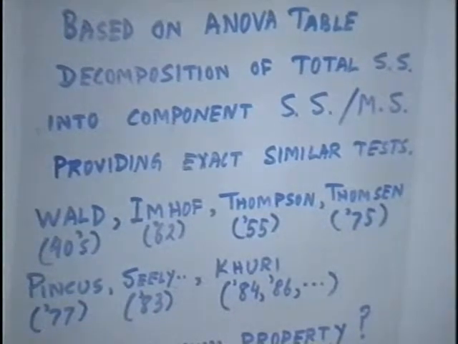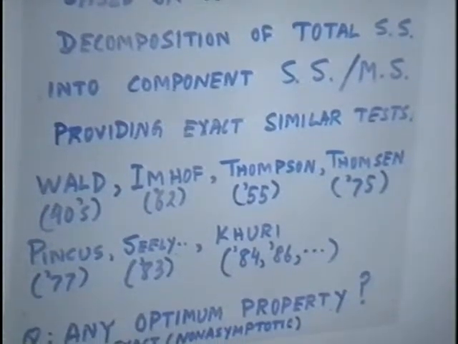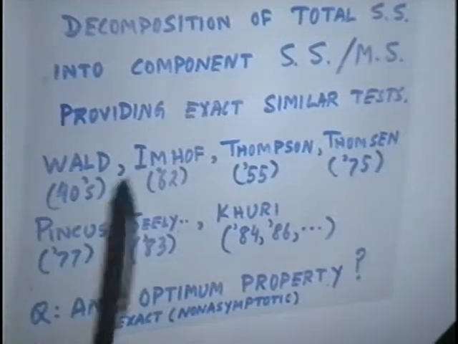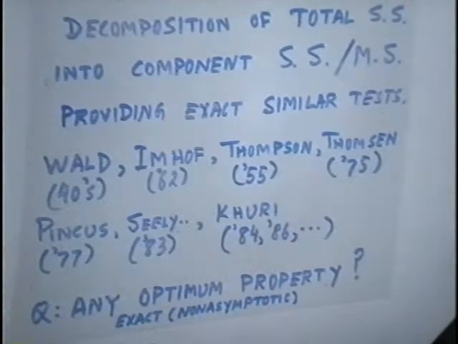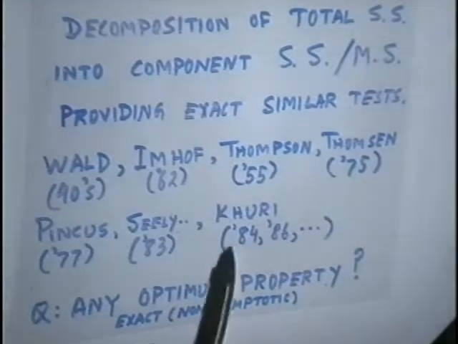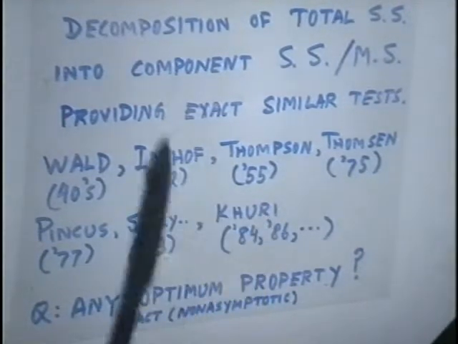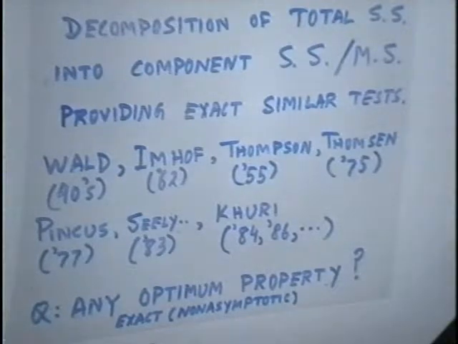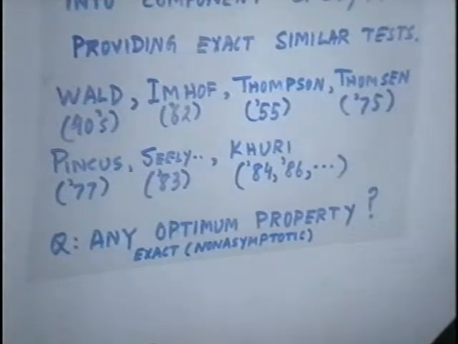For unbalanced models, it was first done by Wald in the 40s, and then of course we have a series of papers here. And Professor Khuri, who is one of the participants, has also done quite a good amount of work on providing exact similar tests for balanced and unbalanced models. But the question I raise is, what are the optimum properties of these tests? Or is it possible to derive an optimum test for these problems? By optimality here, I mean exact, non-asymptotic, for fixed sample size, whether there is an optimum test.